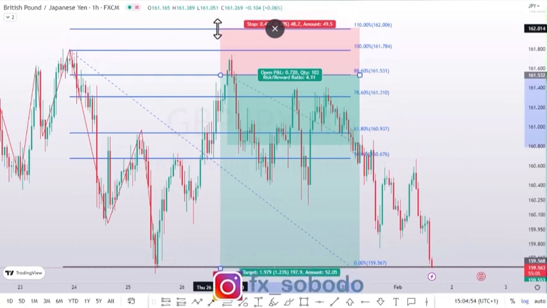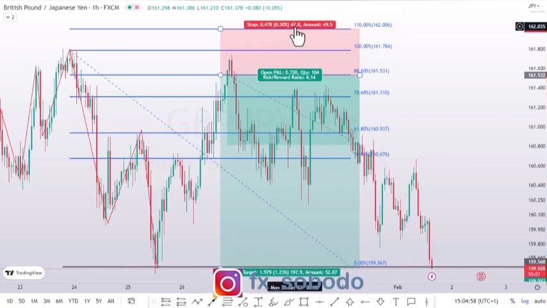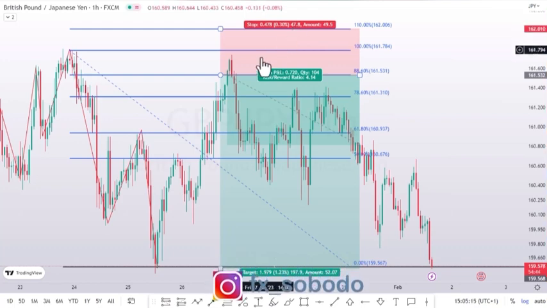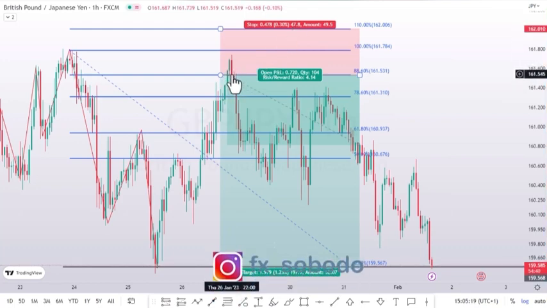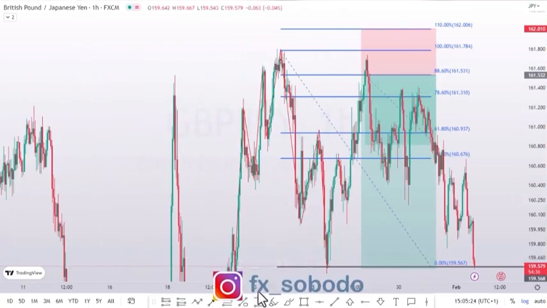So you already know how many pips you are to risk, which is like 47.8 pips, and then you enter at this level. So the amount of money you are willing to risk, whether $100, $200 or whatsoever, divided by 407 points. Whatever answer you get is your position size. That's the lot size you are to enter. Boom. And you see, this trade is working out nicely.